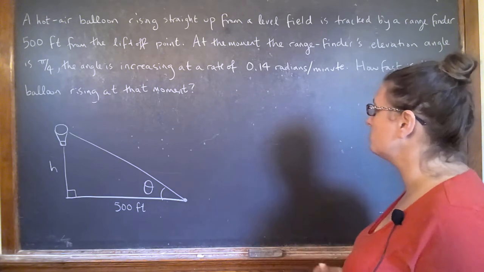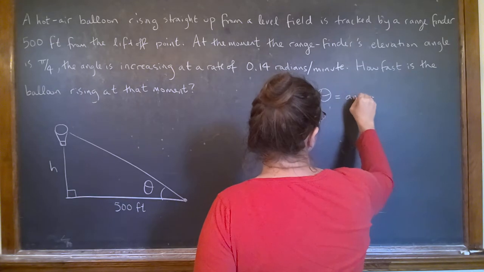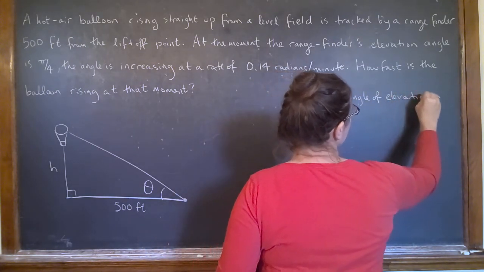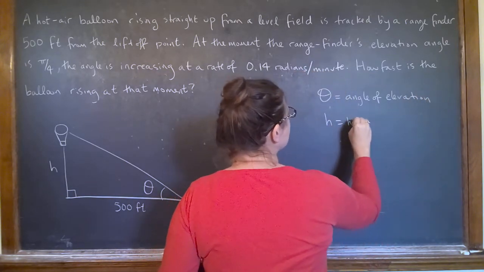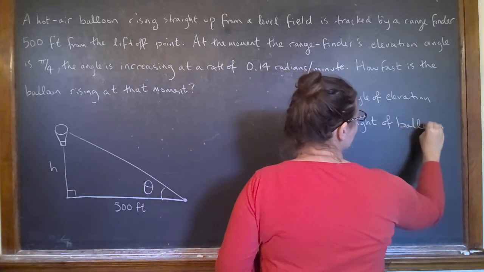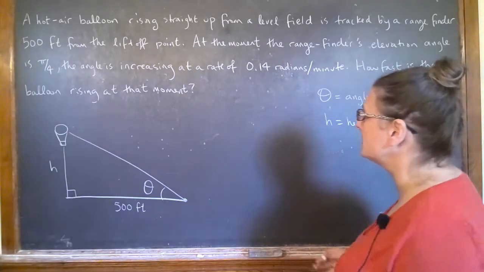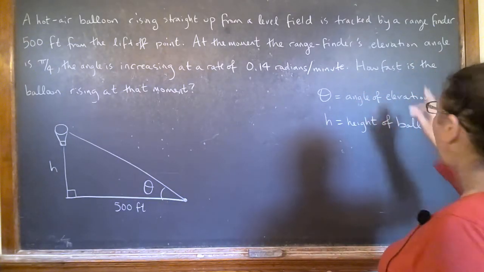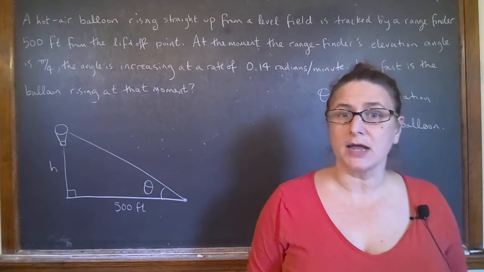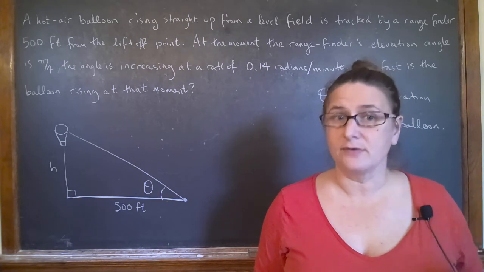And so let's write down what those variables are. Theta is the angle of elevation, and h is the height of the balloon. But there's more information in the problem, because they're not actually asking for h. They're asking how fast the balloon is rising. So that's a rate of change. So that's dh/dt. How fast is the height changing with respect to time?